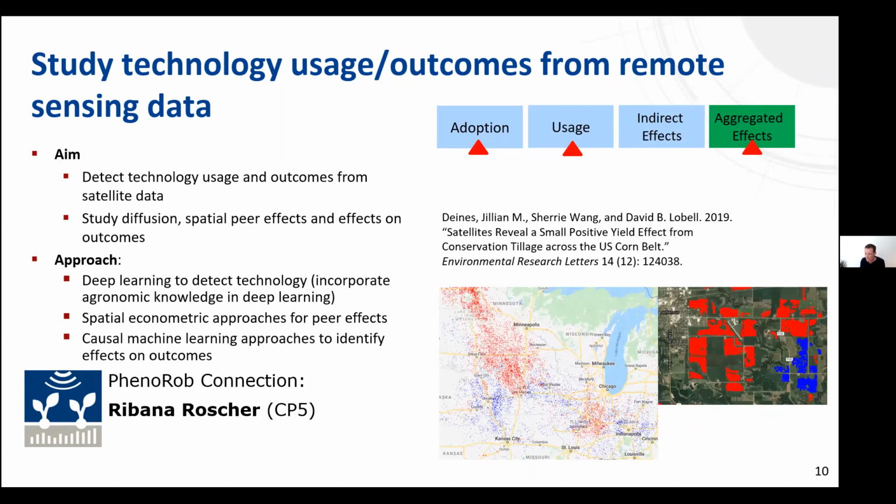Here, just as an example on the right, is data that was also presented at the DigiCrop conference from Jill Dines. So for the US, this kind of data already exists. They have data derived from remote sensing on the adoption of low tillage, and they've used it also to assess the yield effects of that technology. My plan is to use that data, which they've made available, to study peer effects, the adoption effects, the neighboring effects, which is something pretty interesting with that data and not done yet based on that database.